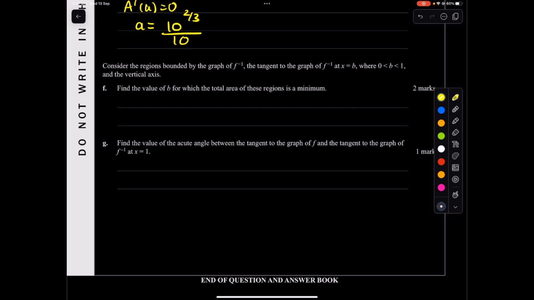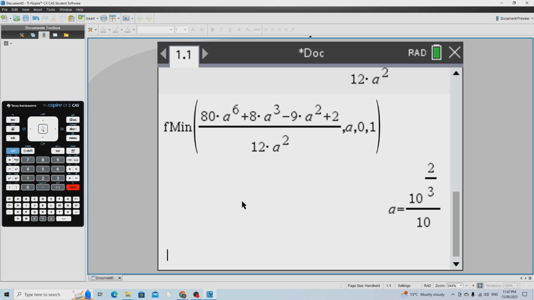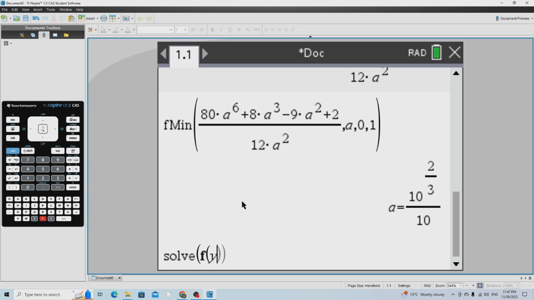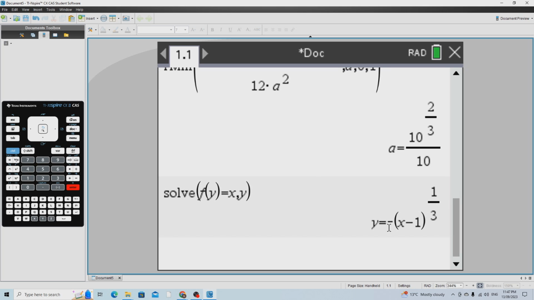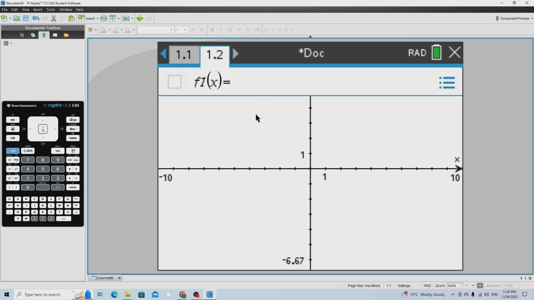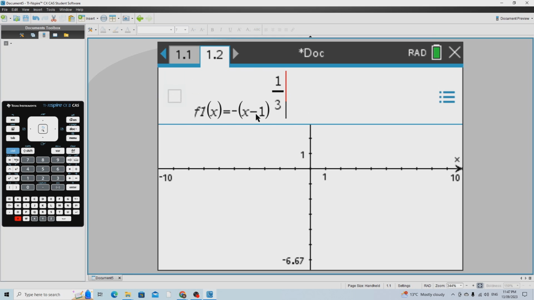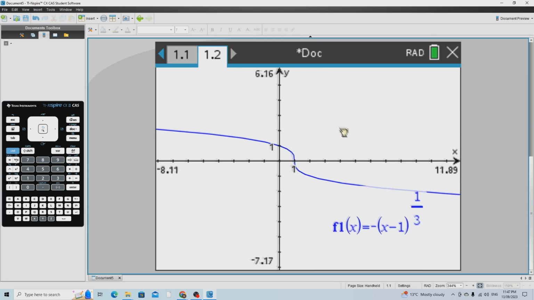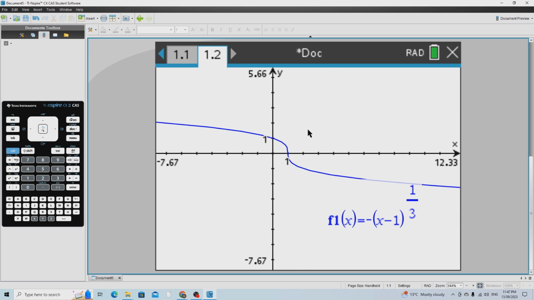So what I'm going to do is first solve for the inverse to get the inverse equation. I'm just going to say solve f of y equals x, comma y. So this is our inverse equation. I'm going to copy that and go on graph. And we're saying, let's draw this, put it here.